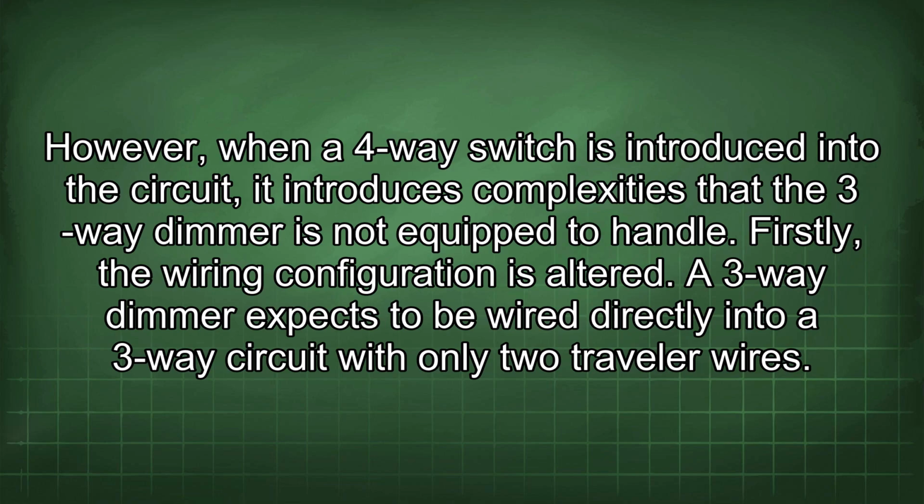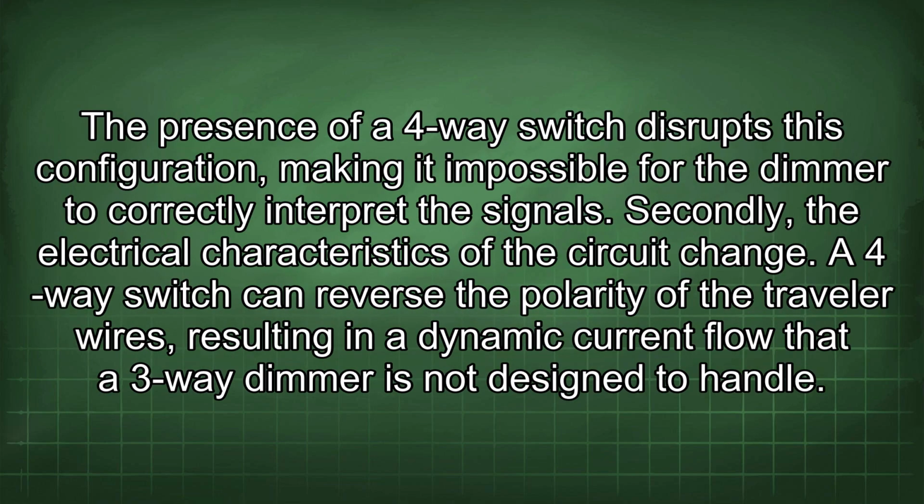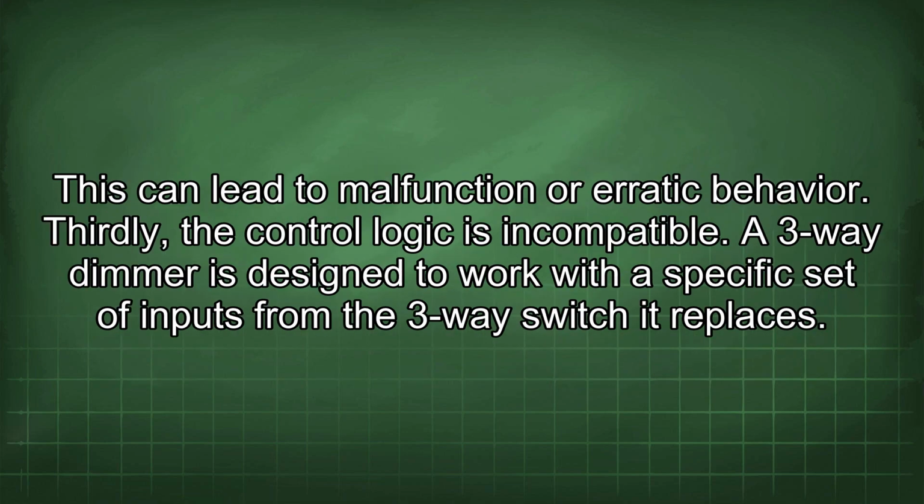A three-way dimmer expects to be wired directly into a three-way circuit with only 2 traveler wires. The presence of a four-way switch disrupts this configuration, making it impossible for the dimmer to correctly interpret the signals. Secondly, the electrical characteristics of the circuit change. A four-way switch can reverse the polarity of the traveler wires, resulting in a dynamic current flow that a three-way dimmer is not designed to handle. This can lead to malfunction or erratic behavior.